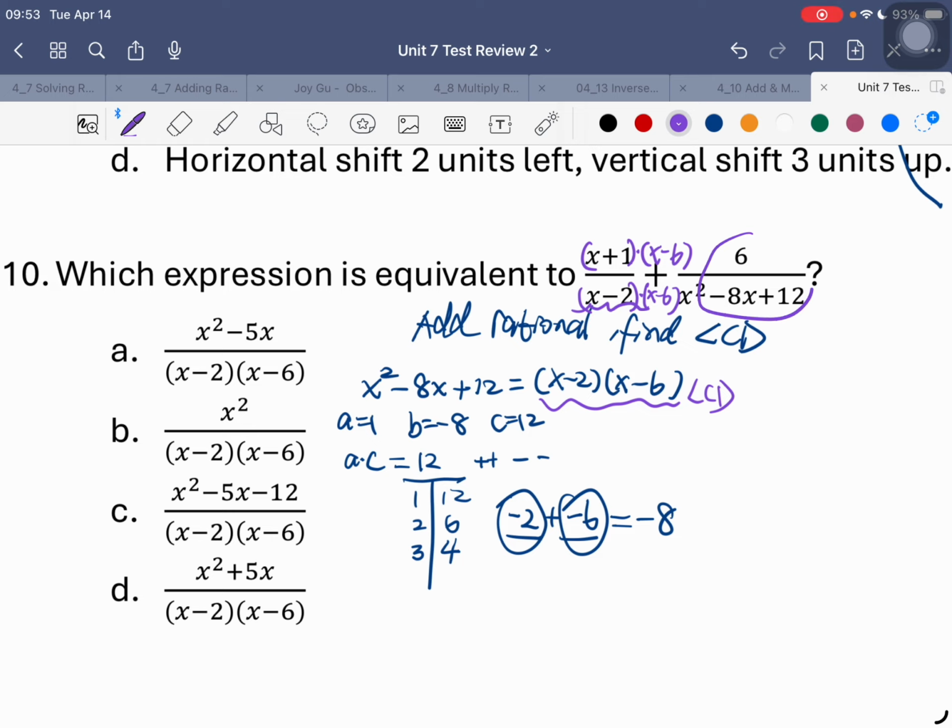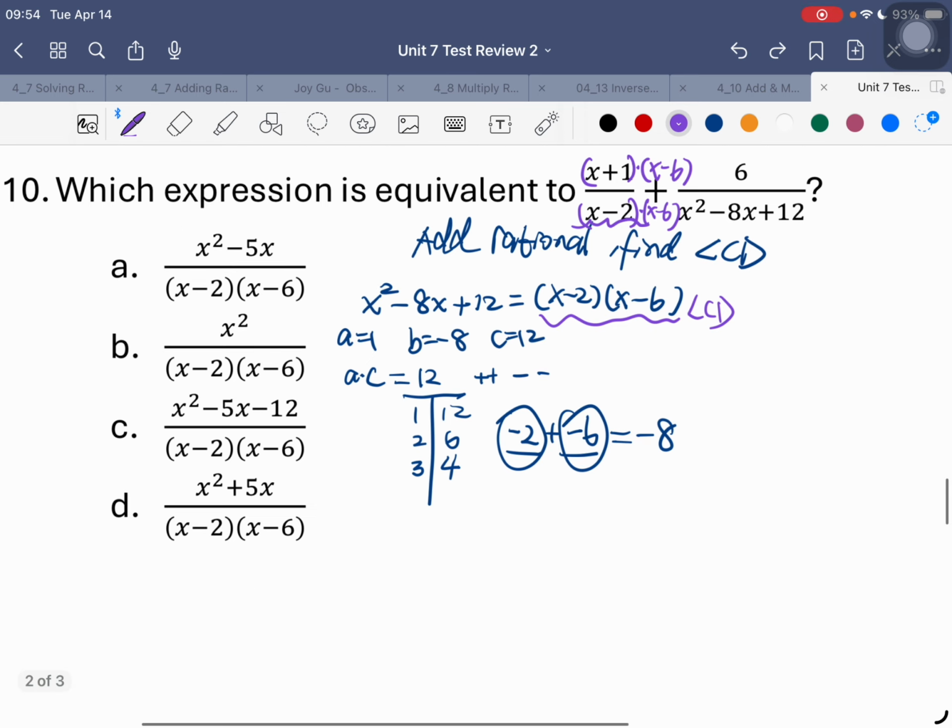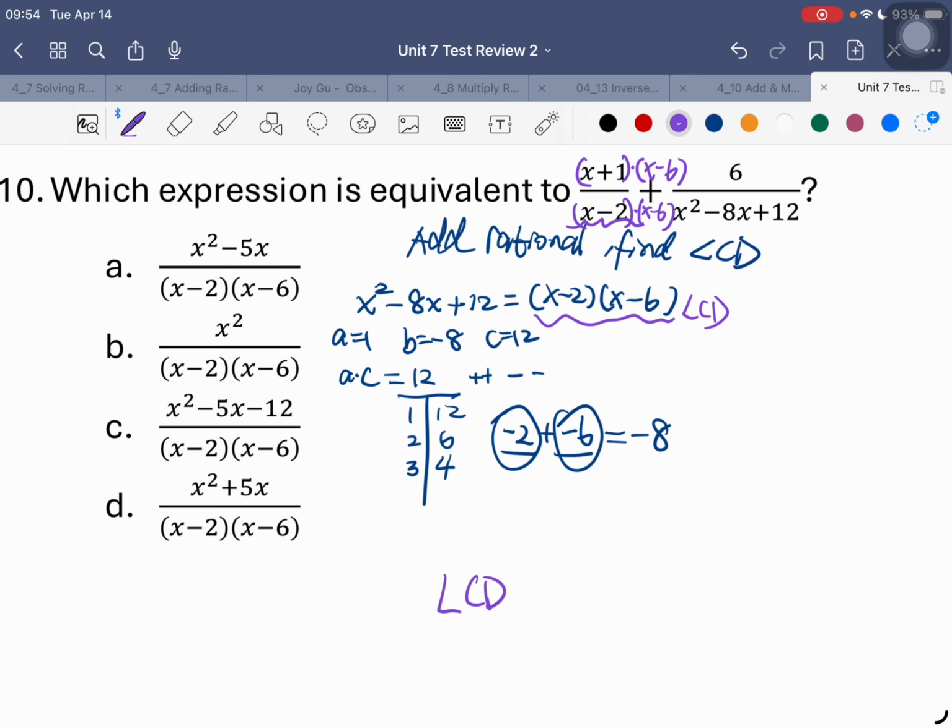And let's look at the second fraction. Is it already equal to the LCD? Do I need to multiply anything to it? No. Okay, so all I need to do is the bottom is the LCD and the top becomes x plus 1 times x minus 6 and plus 6. Don't forget the plus 6 at the end.